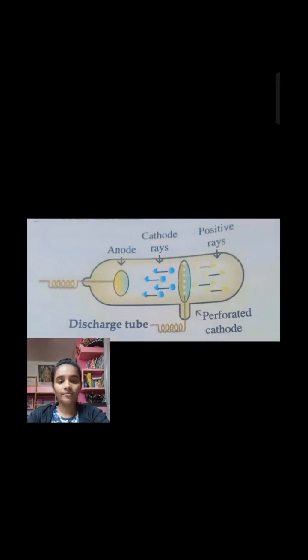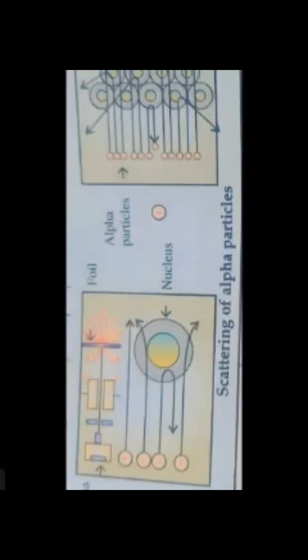Now let's see discovery of protons. Scientist Goldstein discovered positive rays emitted from the anode, consisting of positively charged particles, protons. If a perforated disc is used as a cathode, positive rays might be seen traveling in a direction opposite to the cathode rays. Conclusion: positive rays consist of positively charged particles, which leads to the discovery of protons. Now let's see discovery of atomic nucleus.